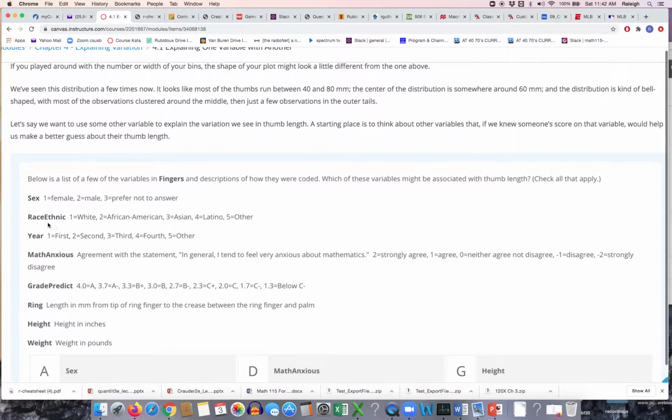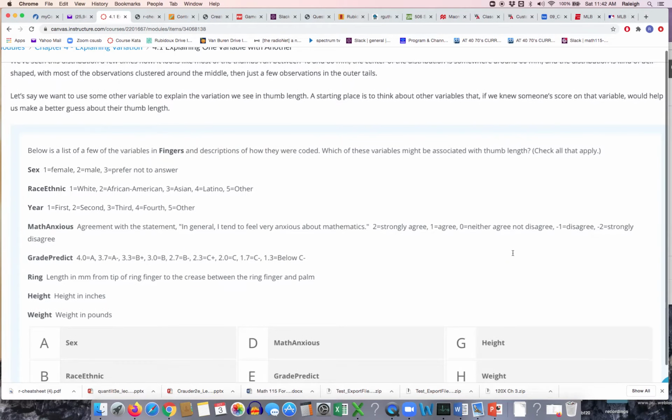We have by race. We have by the year in school. Math anxious: do you agree with this statement, I'm very anxious? 2, strongly agree. 1, agree. 0, neutral. And then we had these odd numbers. We're not really looking at this data set, but -1 for disagree and -2 for strongly disagree. In other words, they don't feel anxious at all about math. So good for them. Grade predict. Now, I'm not sure, this may be the predicted grade they think they're going to get in the class. They weren't too clear about that.